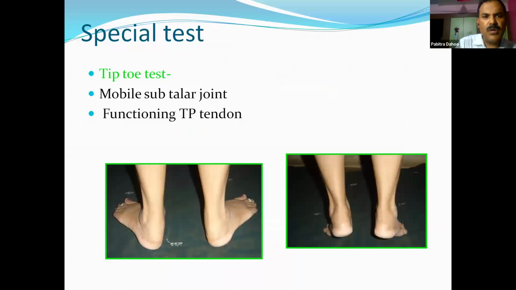Tiptoe sign also is a simple test to see the status of the tibialis posterior. Of course, this needs the child to be GMFCS level 2, where the patient can stand on the tips of the toes. Then we can see whether the tibialis posterior is working or not. Then you have to decide whether you take the tibialis posterior or tibialis anterior for transfer.